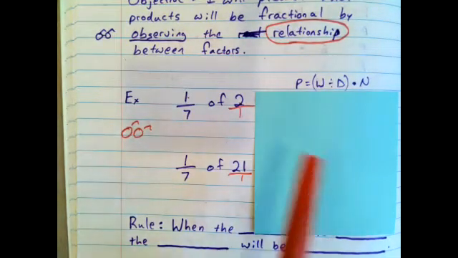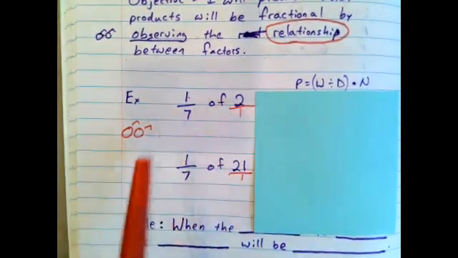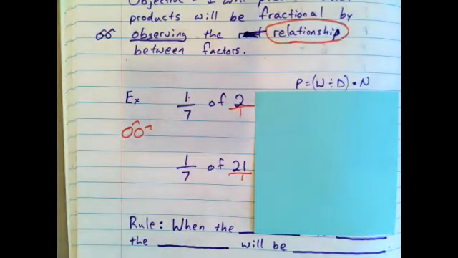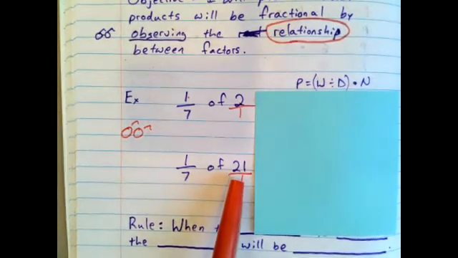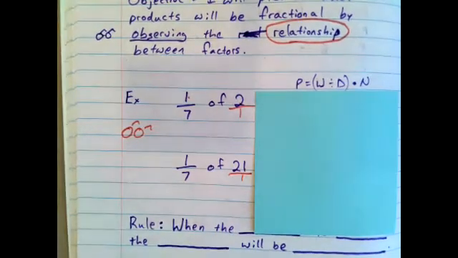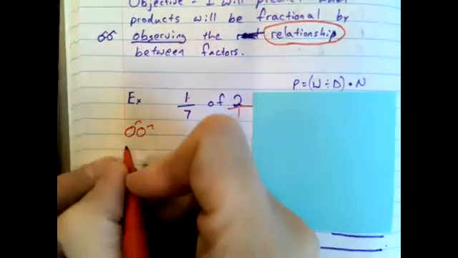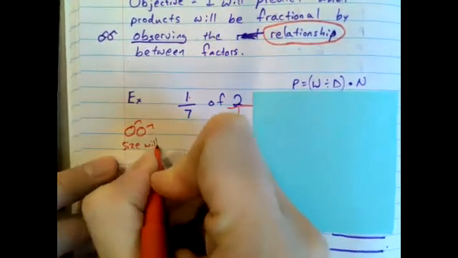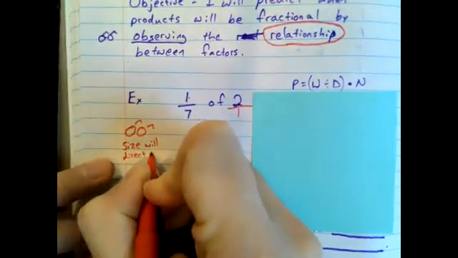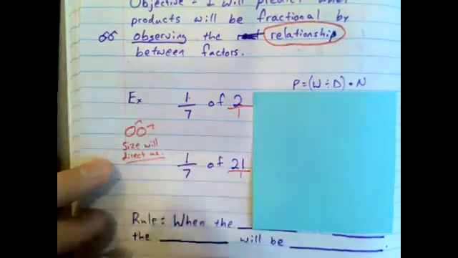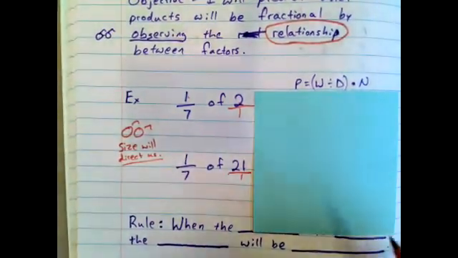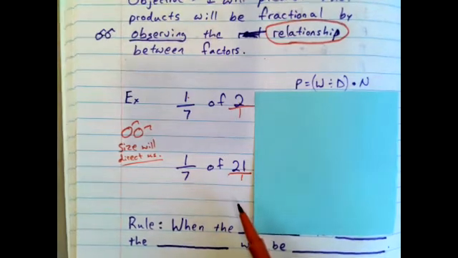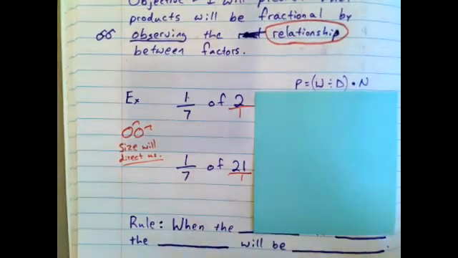Think about this. Is 2 bigger or smaller than the denominator? Excellent. What about 21? Is 21 bigger or smaller than the denominator? Well, if we're making that observation, size will direct us. So if it's bigger, the answer is going to end up one way. If it's smaller, it's going to end up another way.